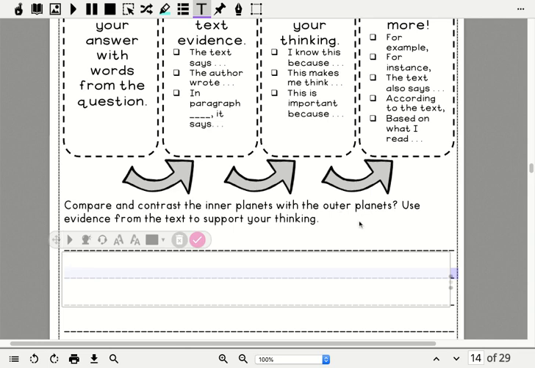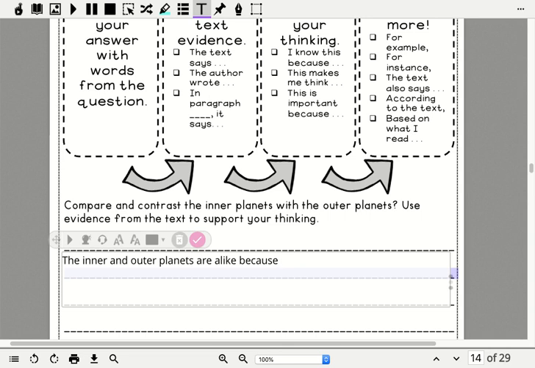Okay, so when we compare something, we're saying how it's the same, and when we contrast something, we're saying how it's different. So the inner planets, actually let's choose that, the inner and outer planets are alike, because we're using the word alike because we're going to compare them.